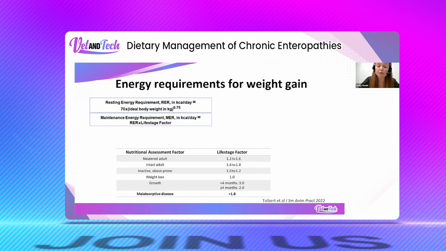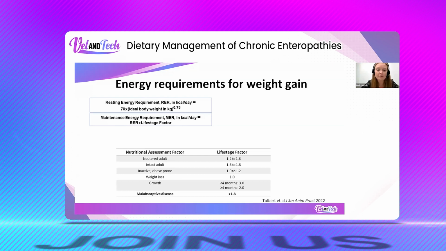This is also another really important point when we're thinking about how we adjust our energy requirements for our underconditioned patients. What I want to draw everyone's eyes to start with is these classic equations, which we're really familiar with. They're pounded into our head in vet school, they're cited in a lot of literature, and they are our bread and butter for how we determine caloric intake.